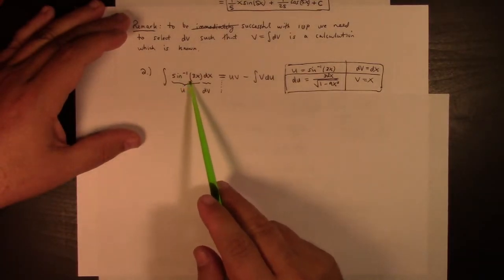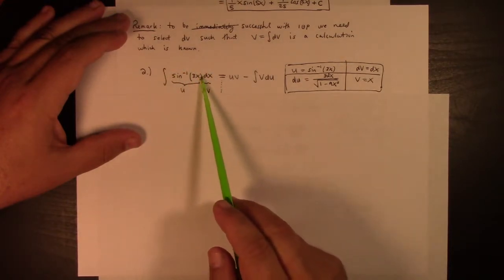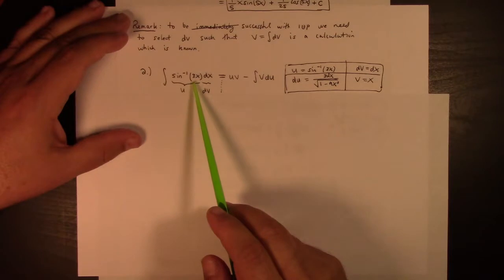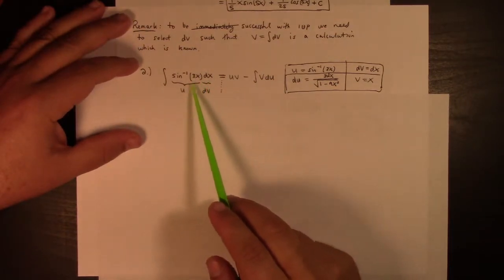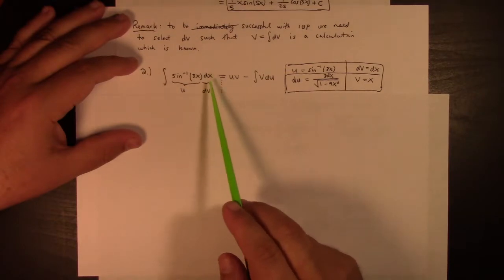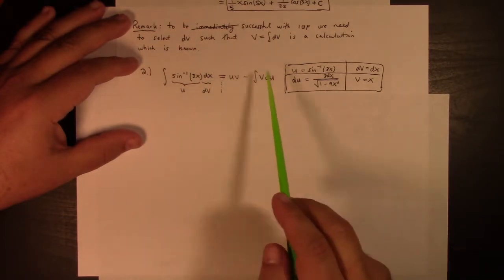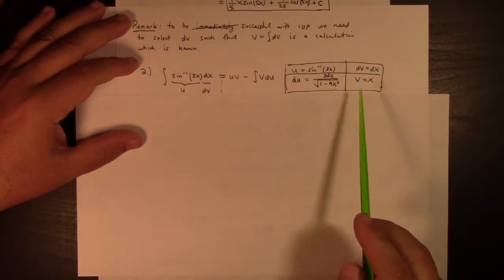Integral of inverse sine of 3x dx. Generally speaking, when you're faced with the integral of an inverse function, integration by parts is often a good choice. And so we make u equal to the inverse sine of 3x. We make the dx equal to dv. Well, that's a good choice because certainly we can integrate dv. The integral of dx is just x, right?